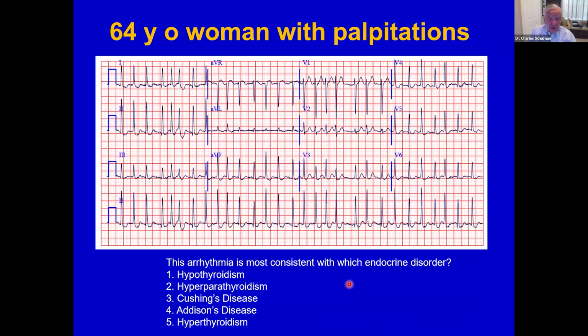So here's a 64-year-old woman who complained of palpitations, and she has a pretty rapid, irregular, narrow complex tachycardia without visible P waves anywhere. So this is atrial fibrillation. And the question is, what arrhythmia is it? The arrhythmia is most consistent with which endocrine disorder? Hypothyroidism, hyperparathyroidism, Cushing's disease, Addison's disease, or hyperthyroidism? Put your answer in the chat.